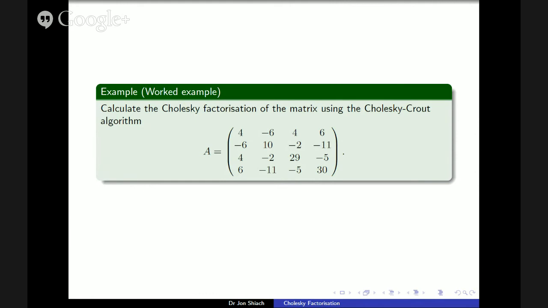Yes, you're right, thank you. So what is A43? Minus 5 here. Oh, don't know why I've got a comma there. Minus 5 minus L41 is 3 times L31, which is 2, minus L42, which is minus 2, so that goes to plus, L32 is 4.